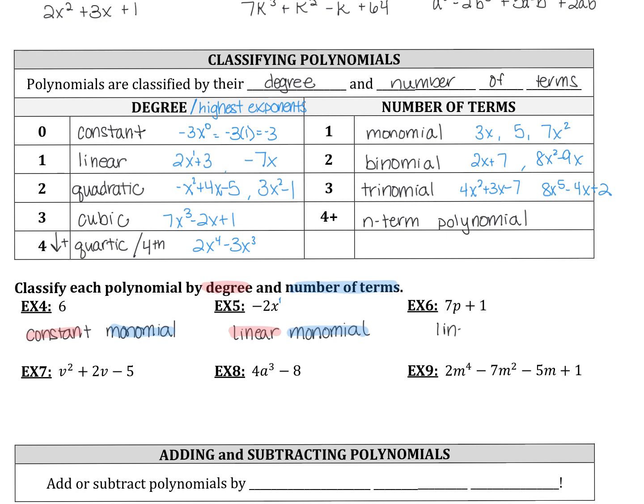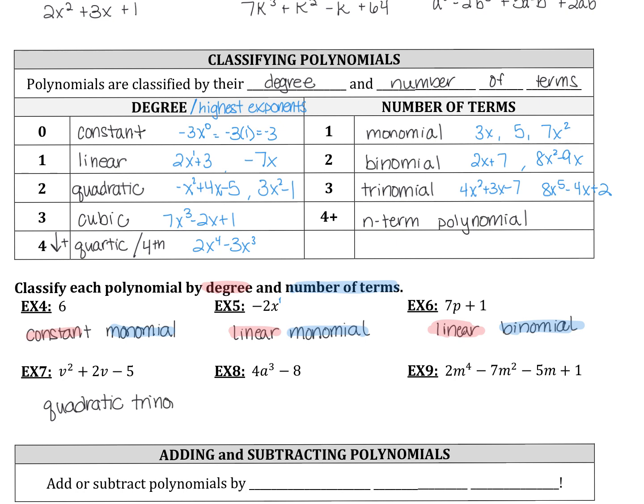If you said linear binomial, you would be correct. This is a linear binomial. Linear, highest degree is 1. Binomial, there's 2 terms. Okay, maybe you didn't get those first 3. If you didn't, hit pause and try the next 3 and see what you come up with. Otherwise, keep checking.